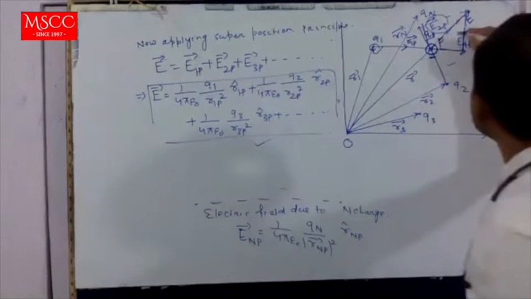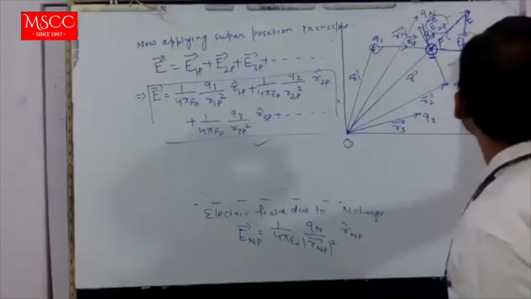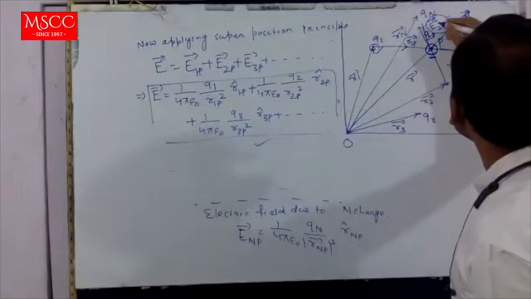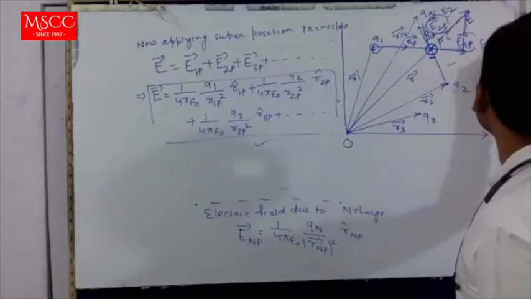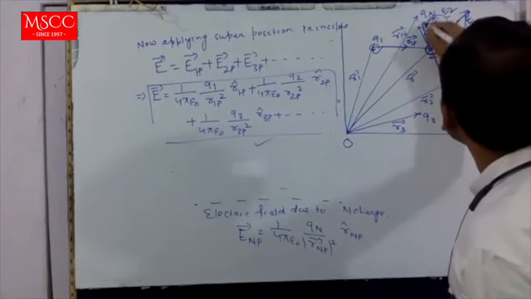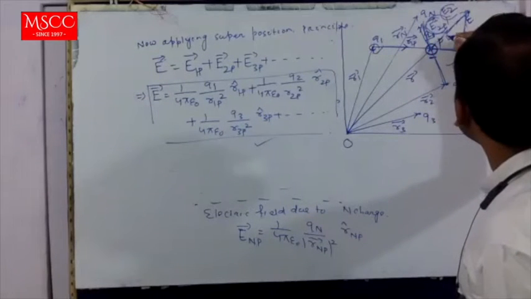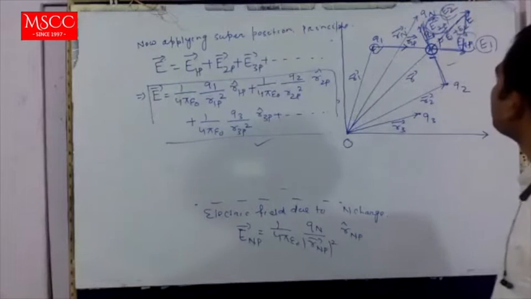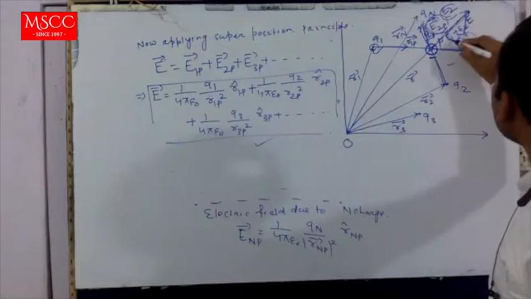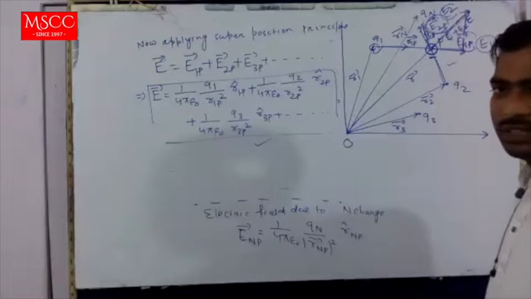Their result is, suppose this is E1 and suppose this is E2. Then the resultant will be E1 plus E2.